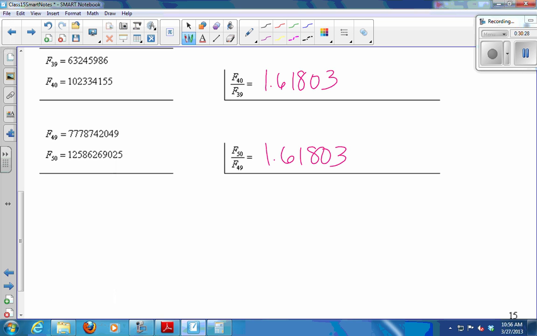So the further out you go in the list of Fibonacci numbers, we keep getting this same result. After 5 decimal places, it starts to change a little bit. But the further out in the list you go, like once we're out 50 places, they start to agree to 6 decimal places. Once you go out to 100 numbers in the Fibonacci list, the numbers will start to agree to like 6 or 7 decimal places. So it seems like they're converging on a specific number.